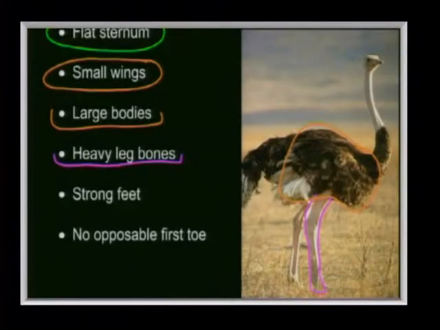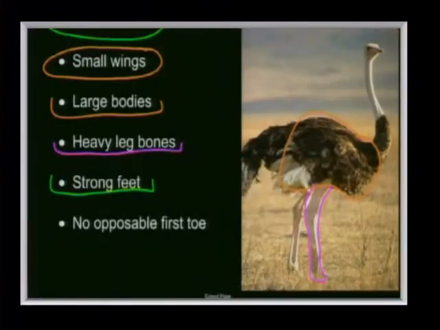Then last but not least, it has strong feet. It has to run fast, and particularly, as in the case of the ostrich, in very dry environments. And last but not least, it has no opposing first toe.